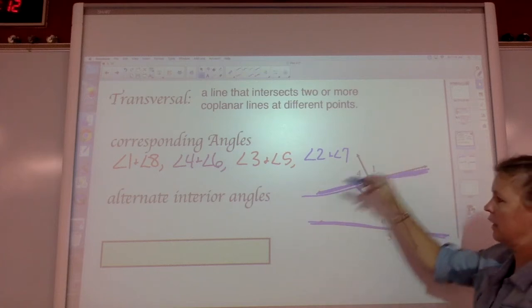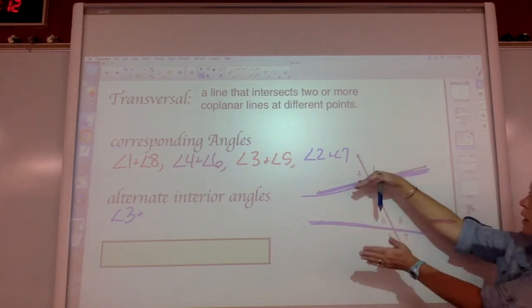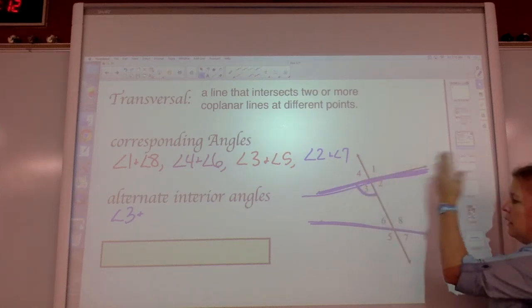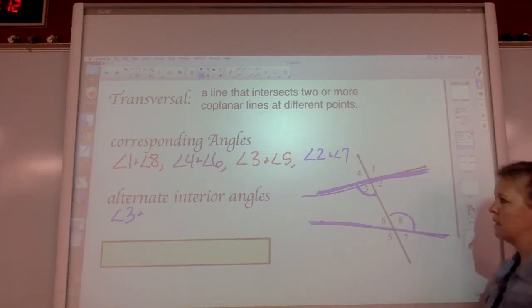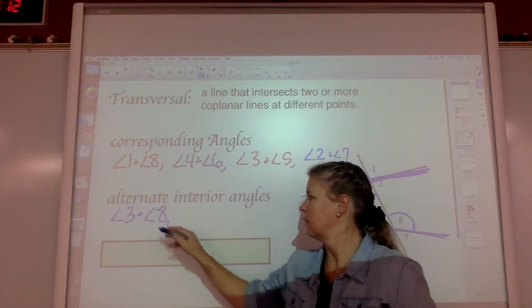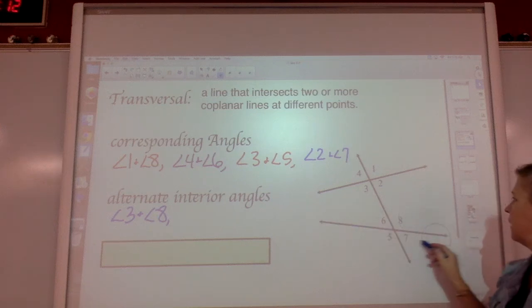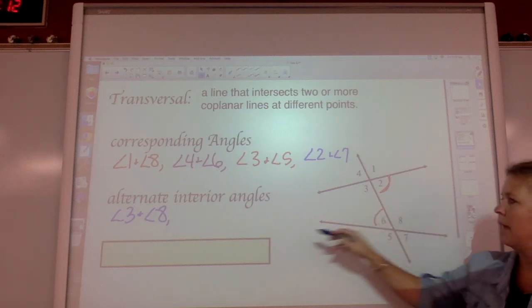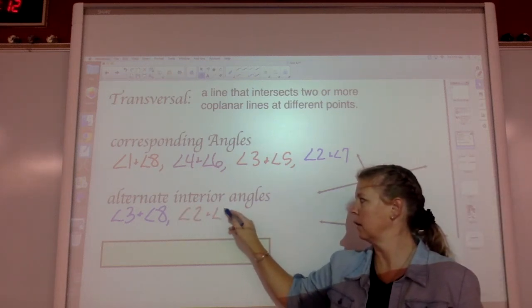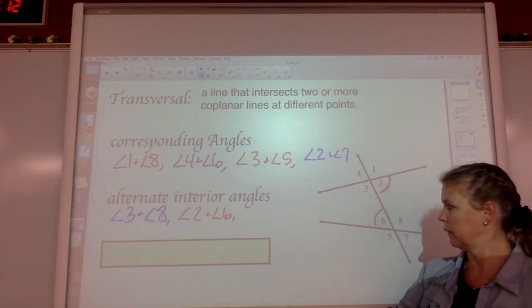So if I pick angle 3, maybe some of you have predicted this already, it has to be between the tracks, but it has to be alternate, meaning jump down to the other track and go to the other side of the transversal, angle 8. There's angle 3, there's angle 8. Alternate interior angles. Now because we're focusing on only the interior, we only have 2 pair of alternate interior. Angle 2 and angle 6 are the other pair. Angle 2 and angle 6 are the other pair of alternate interior angles.